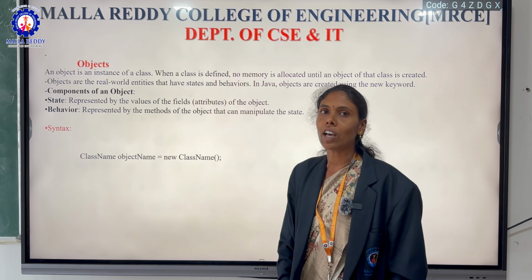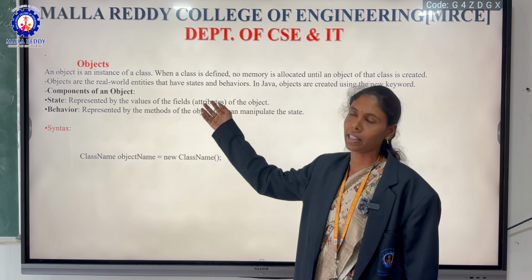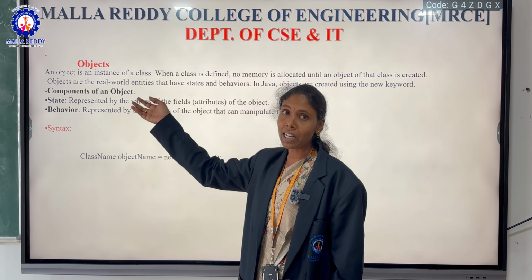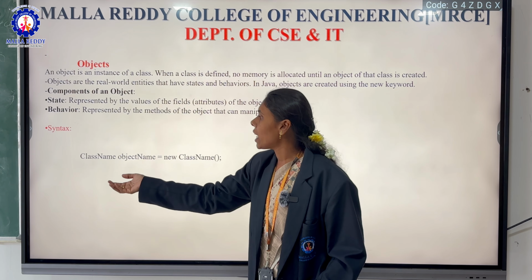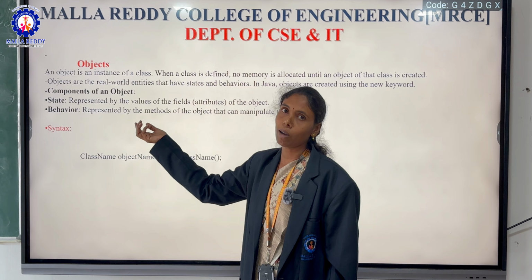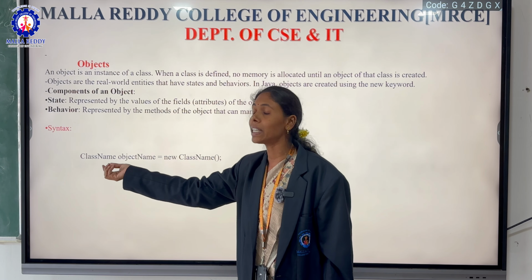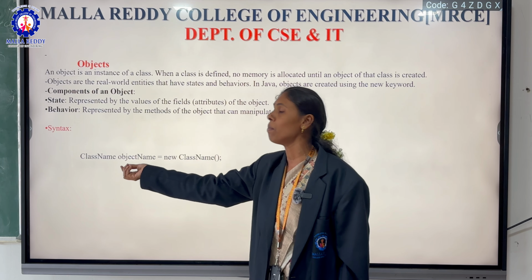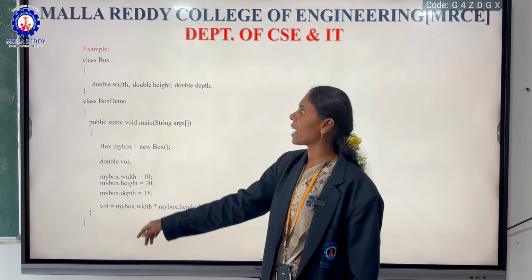An instance of the class is called an object. Here also the same, we are using the fields and methods. But here we are using the object's state and behavior. To create the state of the object, we use the new keyword. The syntax of the object is: class name, object name equal to new class name.